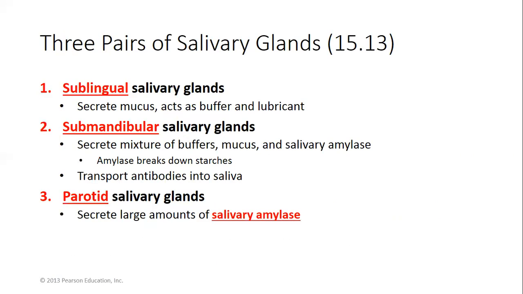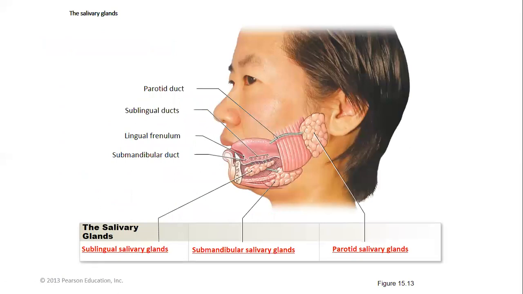And there's 3 pairs of salivary glands: sublingual, under the tongue, that secrete mucus that acts as a buffer and a lubricant in the oral cavity. The submandibular, under the mandible, salivary glands secrete a mixture of buffers, mucus, and what's called salivary amylase that starts to break down carbohydrates in the mouth, but also transports antibodies into the saliva. And then parotid salivary glands secrete a large amount of salivary amylase. So there's 3 different glands, all of which contribute to the production of saliva in a different way in the oral cavity.